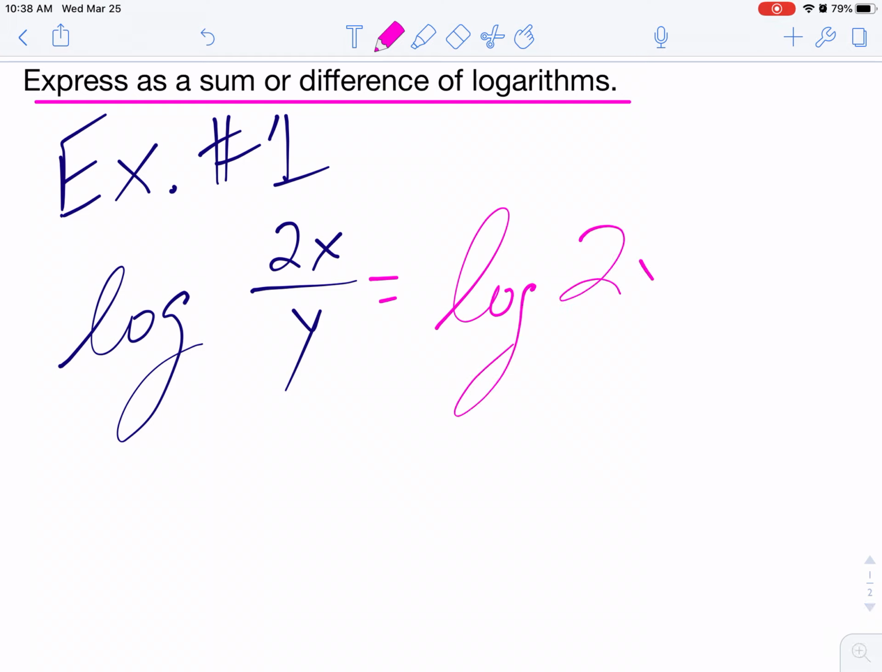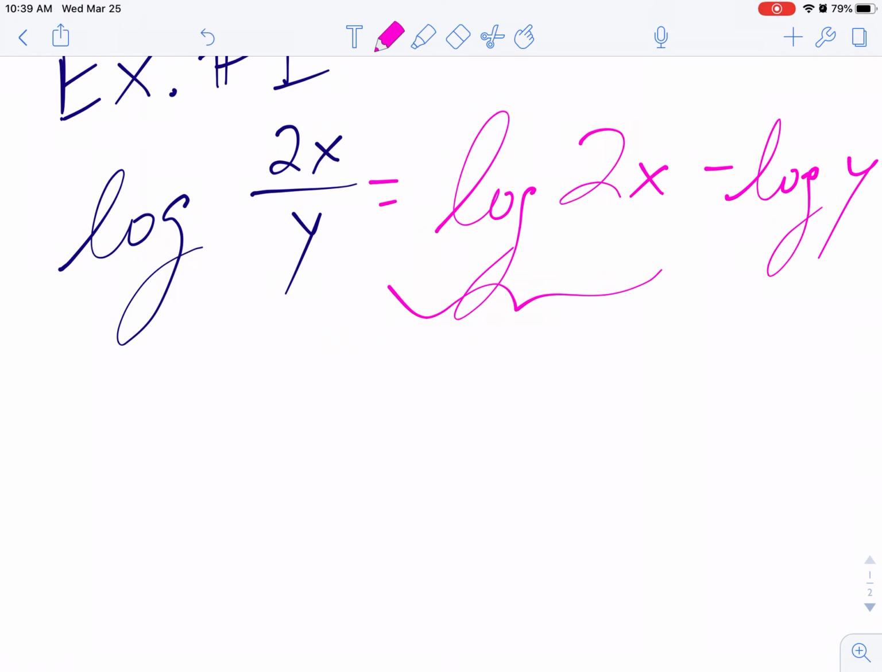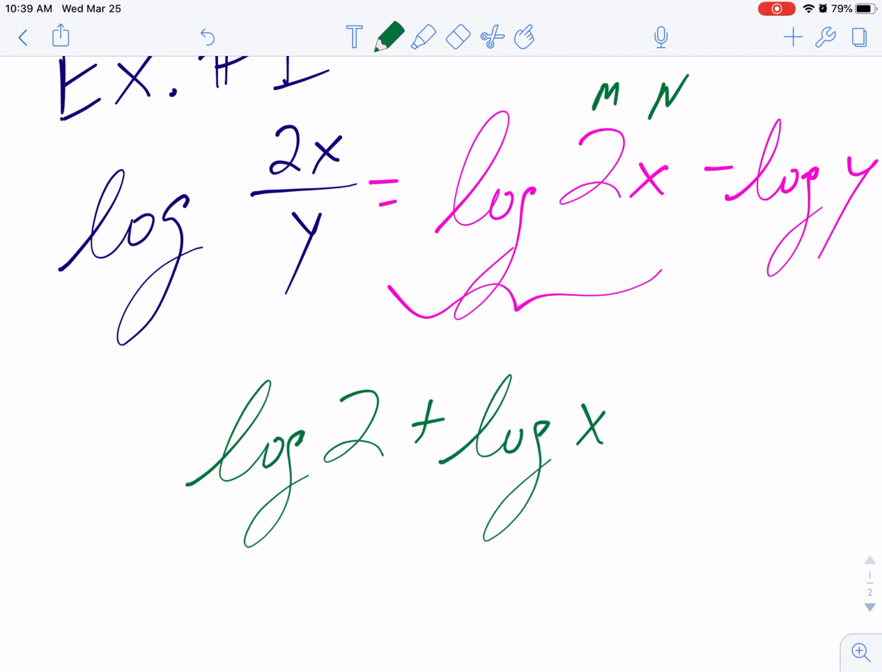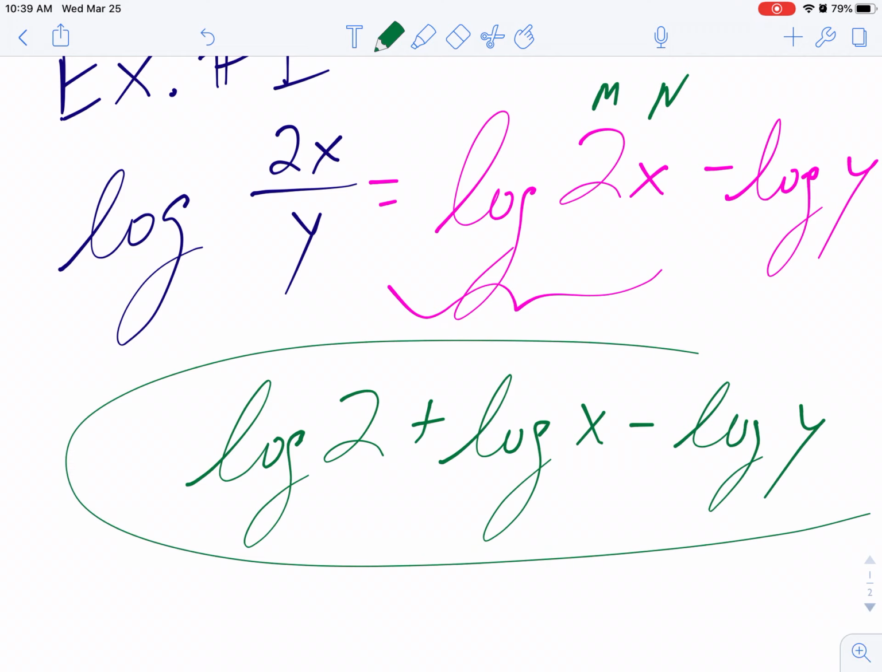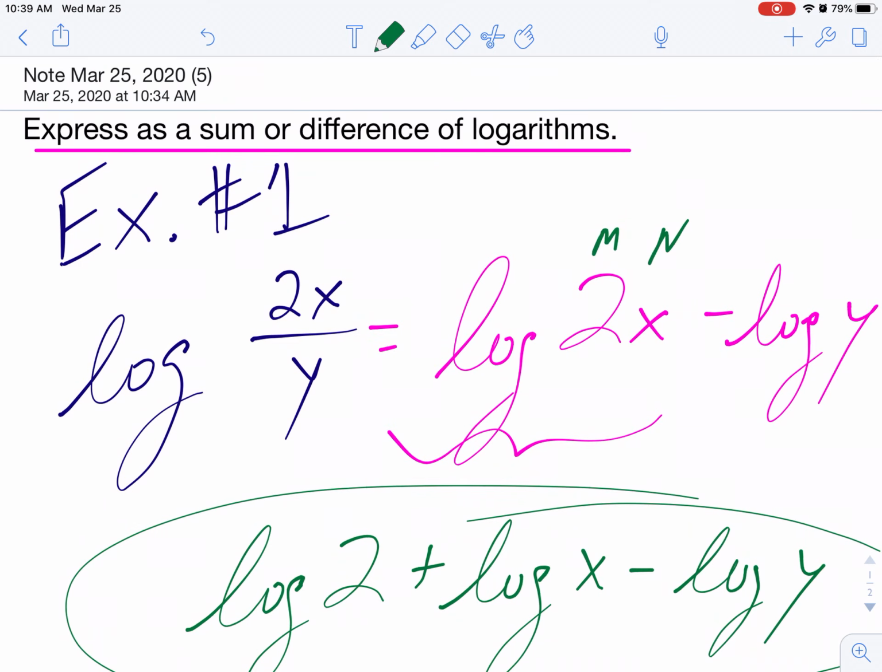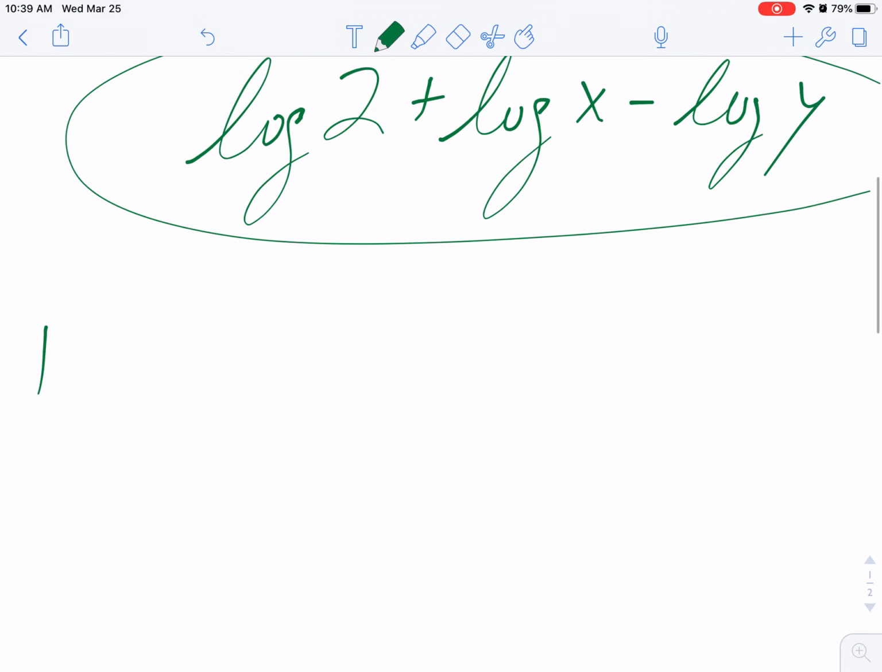This is going to be broken apart into log 2x minus log y. This is like your m from your notes, and this is like your n from your notes. But then you can't leave this. Log 2x is a product, so you're supposed to break that apart as well. So log 2 plus log x minus log y would be your final answer. I call that expanding it. The textbook says express it as a sum or difference. So I'll do another one here.